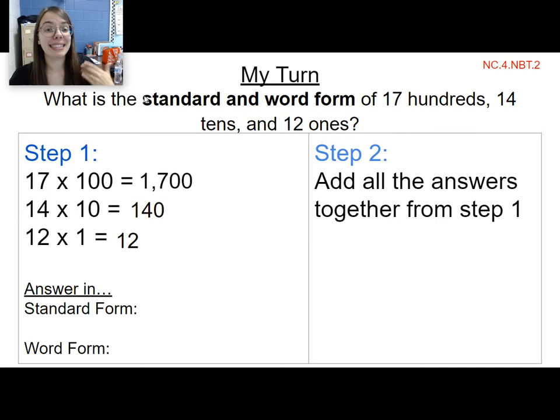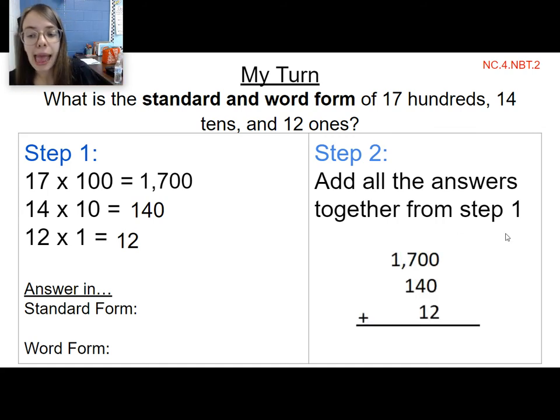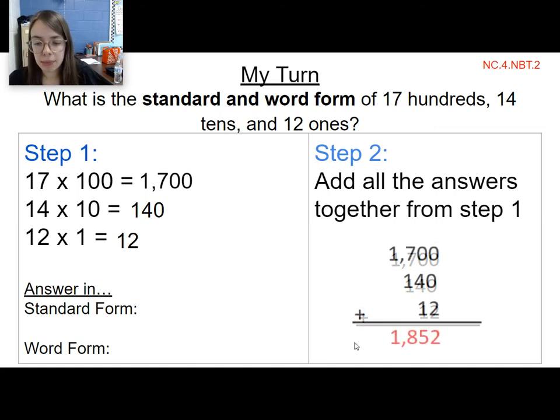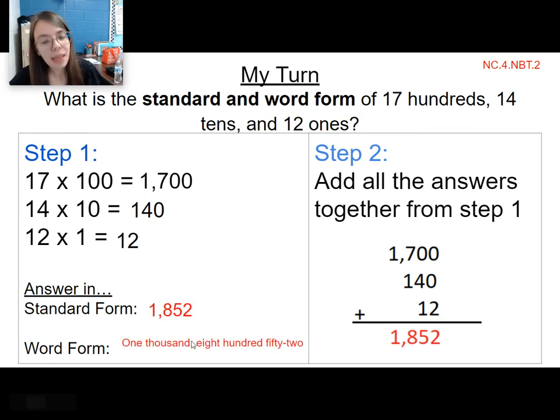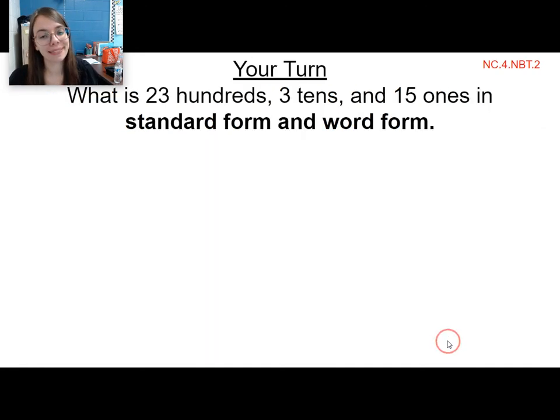Well, if we want to put it in standard form, we want just the digits, so we need to put them together. So we're just going to add those together, okay? So when we add them together, we get 1,852. And I know that's the word form of the number because there's a 1 in the thousands period, 1,000, and then after the comma is just 852.